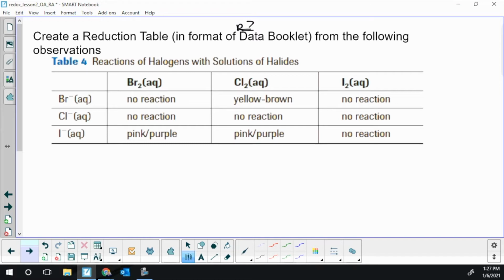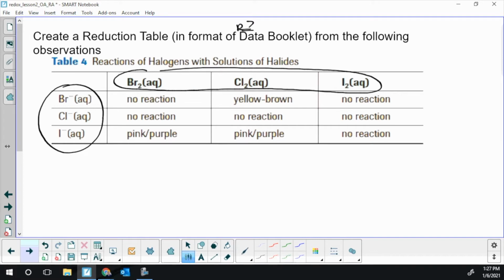knowing the following reactions. The columns are going to react with each of the rows. These column headings were reactants, and they were mixed together. And we see in the boxes what happened. When bromide was paired with bromine, there was no reaction. When chlorine was combined with bromide, there was no reaction. But when iodide was paired with bromine, there was this new pink-purple color.